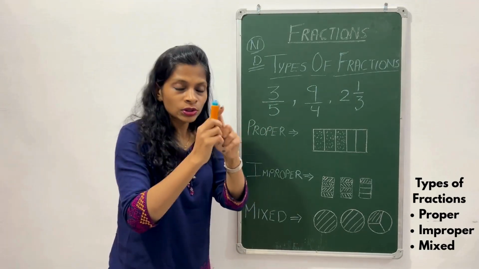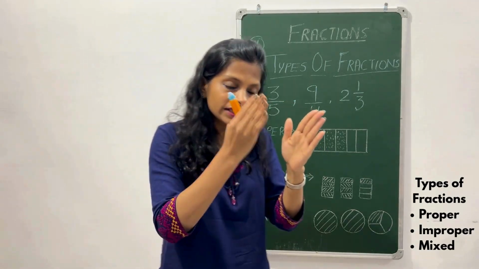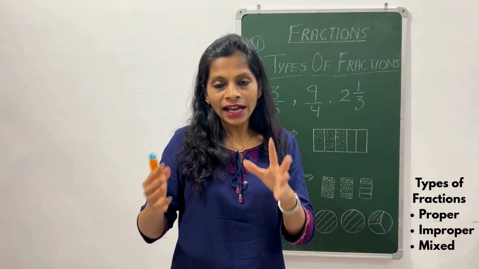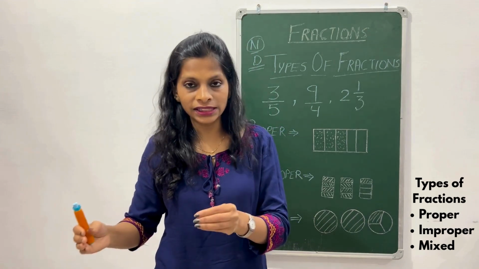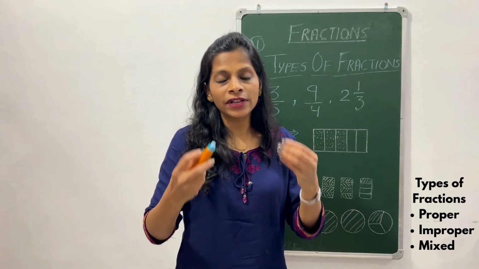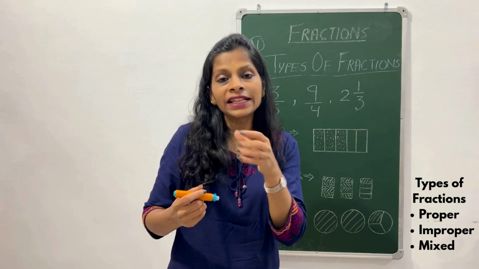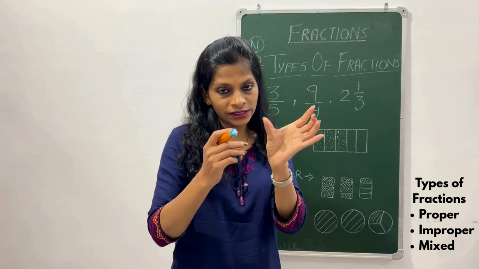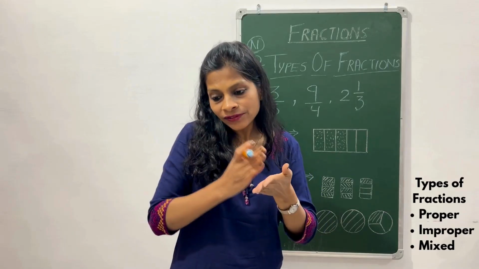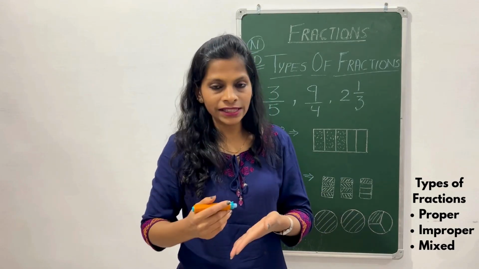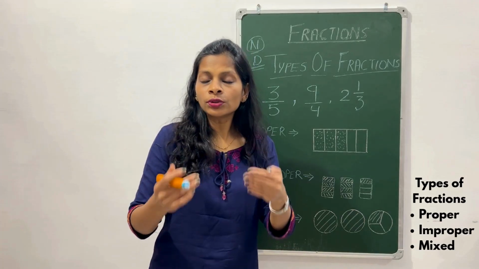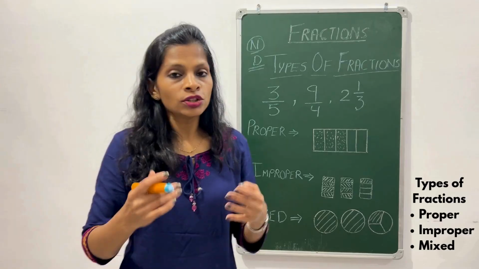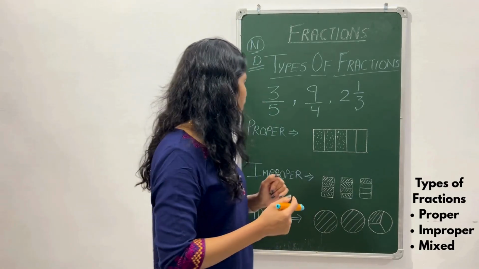divided into. Supposing I have a rope and I cut it into 7 pieces and I'm using only 3 pieces out of those 7 pieces, then what is the fraction of that 3 pieces? It represents as 3 pieces out of the 7 divided pieces. So out of 7. Now in today's video, we're going to talk about types of fractions. So there are 3 types of fractions.